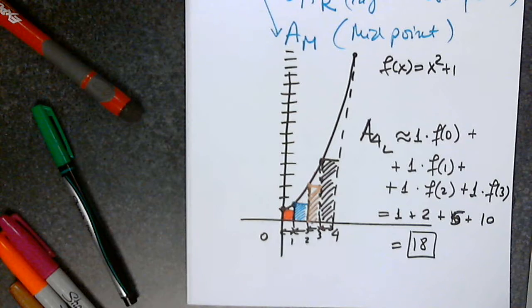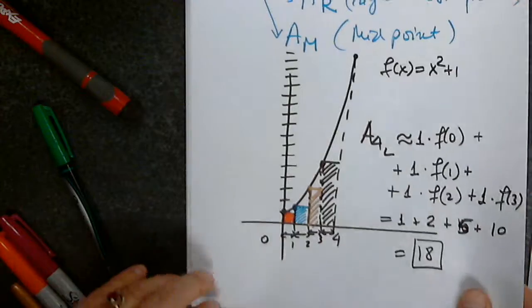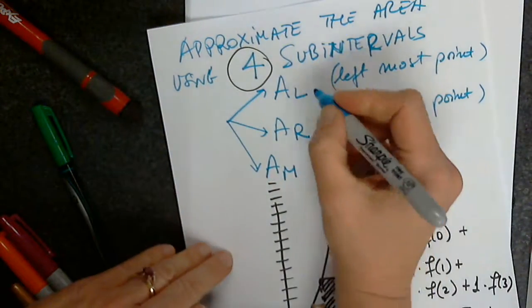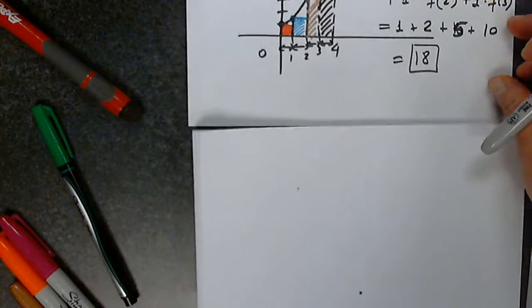Are we happy with this approximation? It's something if I don't have anything, but it's not a good approximation. Agreed? Okay. I will repeat now. This gave us 18. So this one, 18. I will repeat the process with the rightmost point.